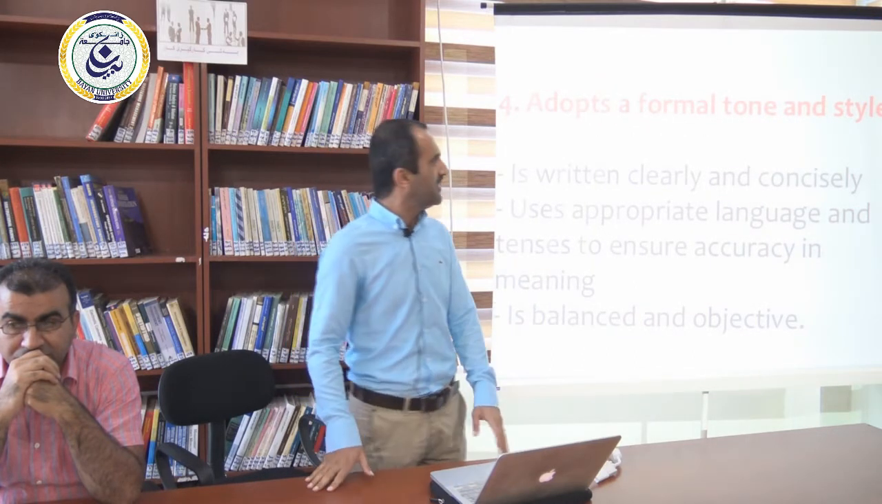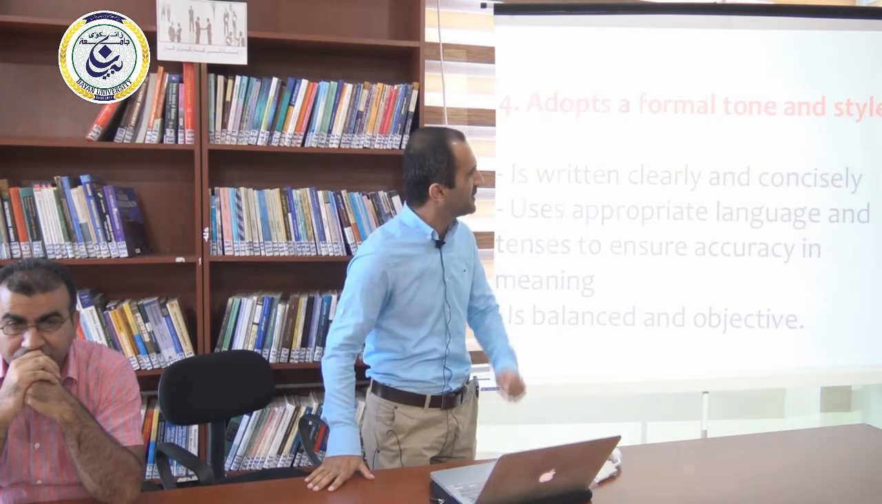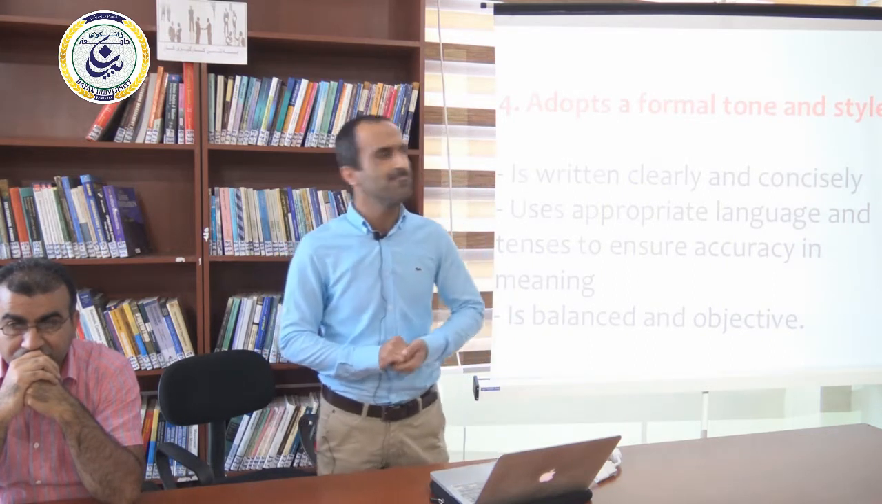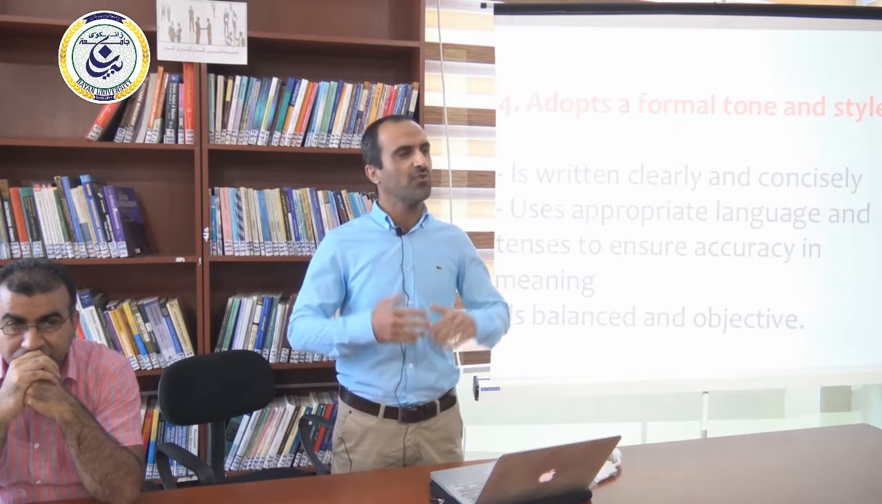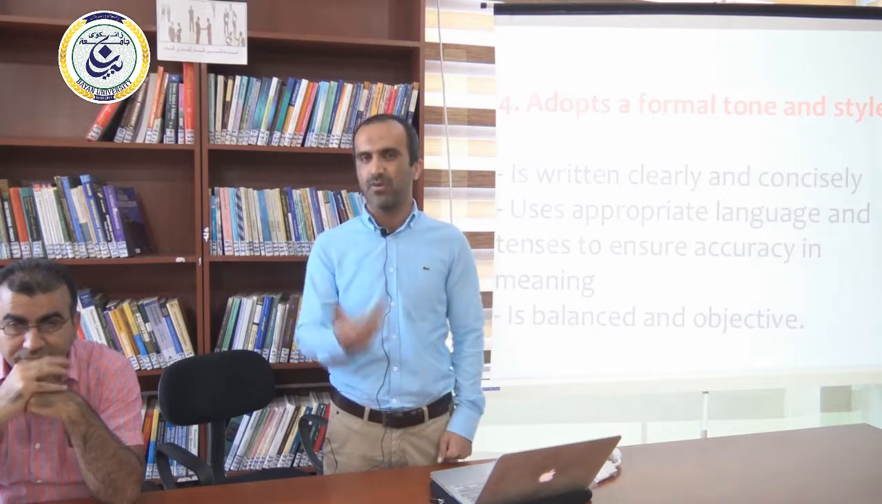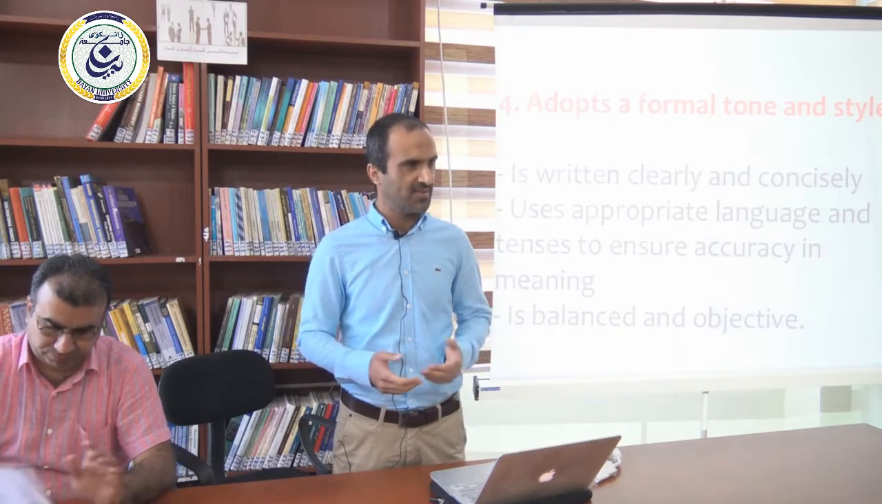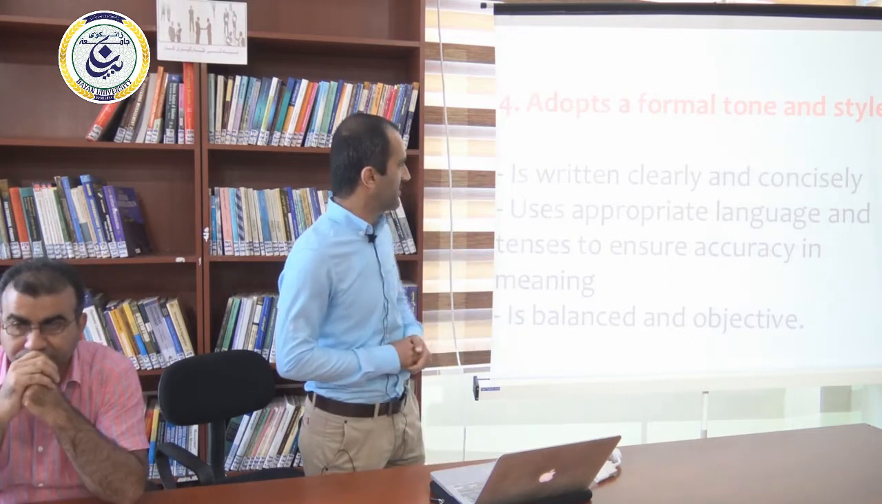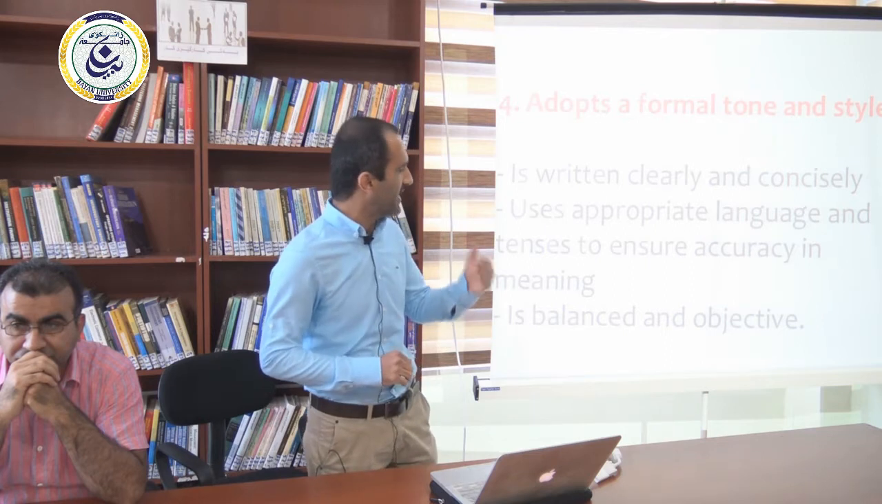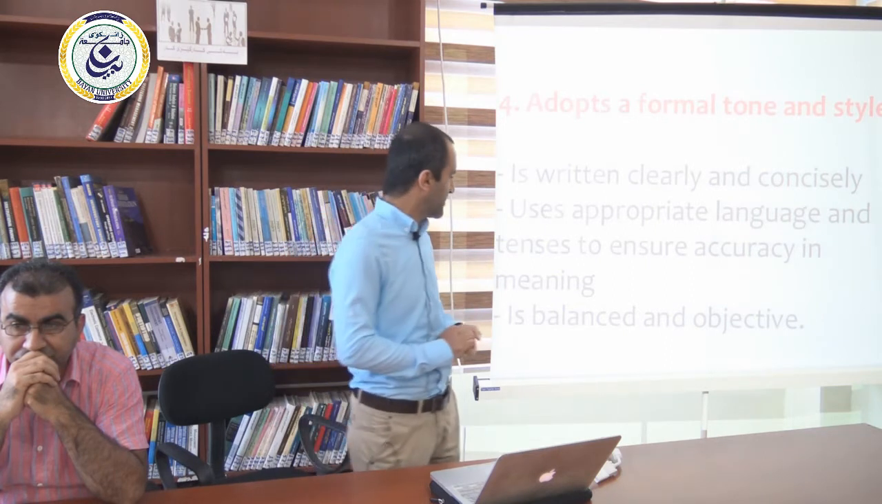Another characteristic of academic writing is that it adopts a formal tone and style. So you have to follow a formal style: formal language, formal words. Informal words or slang are never allowed in academic writing. It should be clear and concise, using appropriate language and tenses to ensure accuracy in meaning.